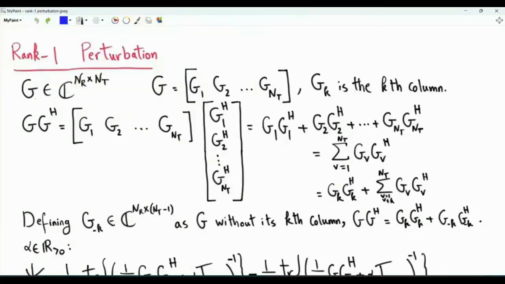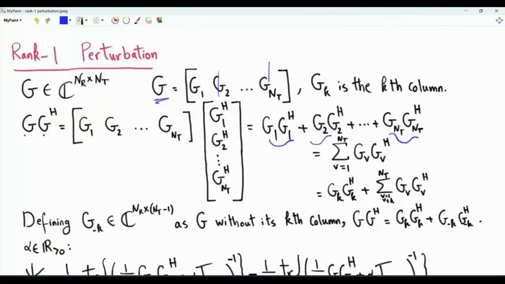Bismillah ar-Rahman ar-Rahim. We have matrix G with NR rows and NT columns. G_k is the kth column of matrix G, so we can write G as G1, G2, all the way to G_NT. G G Hermitian is equal to the sum of the outer products of the columns of G: G1 G1 Hermitian plus G2 G2 Hermitian, all the way to G_NT G_NT Hermitian.